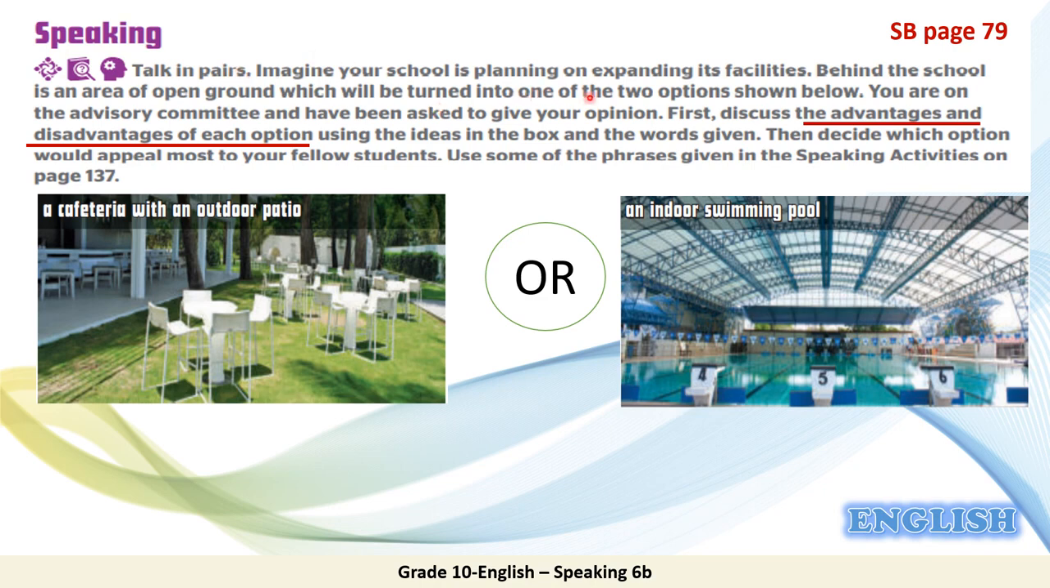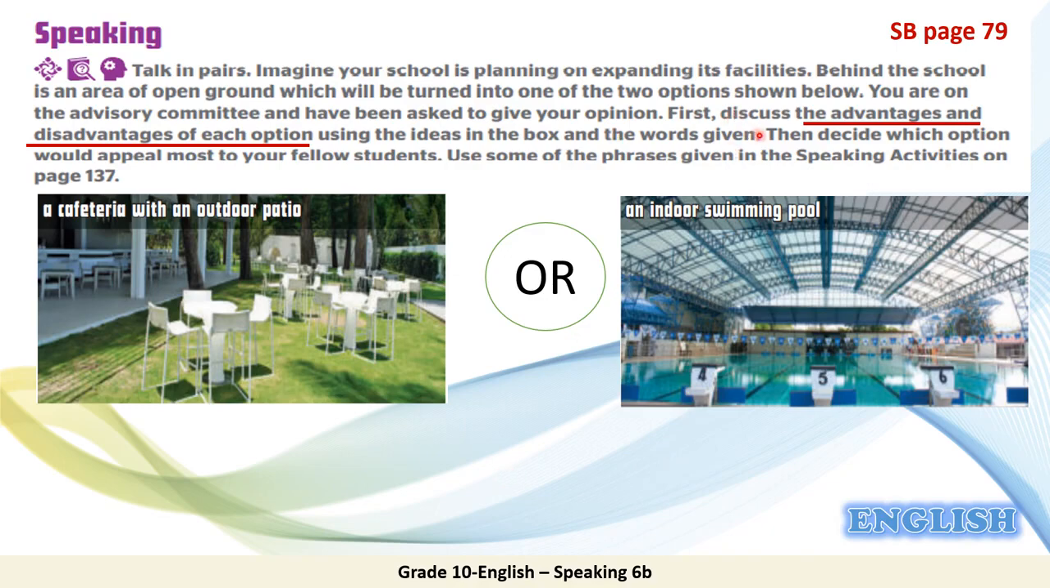Imagine your school is planning on expanding its facilities. Behind the school is an area of open ground which will be turned into one of the two options shown below. Let's look at the two options: a cafeteria with an outdoor patio or an indoor swimming pool. So, think about it. You are on the advisory committee and have been asked to give your opinion. So you are part of the decision making in this committee in the school. You can tell which facility is to be built in your school.